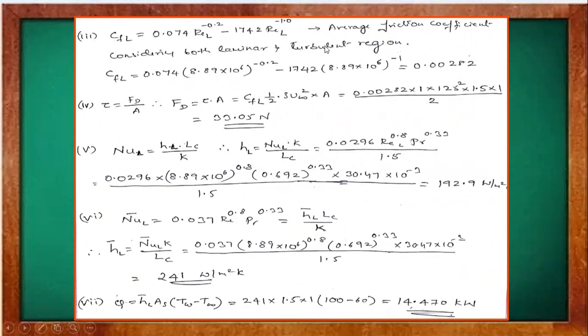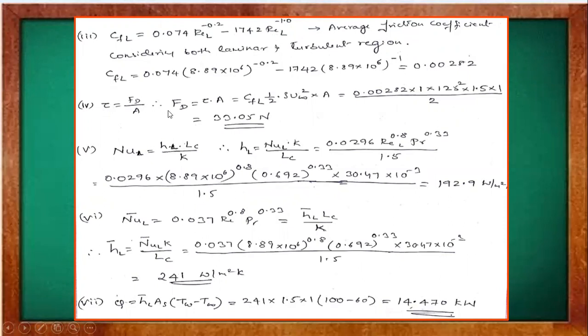both laminar and turbulent combined in the data handbook, and that expression is 0.074 Re_L^(-0.2) minus 1742 Re_L^(-1). Substitute Re_L as 8.89 × 10^6, then minus 1742, and we obtain this value. Once we get the average C_fL, then go to the shear stress.